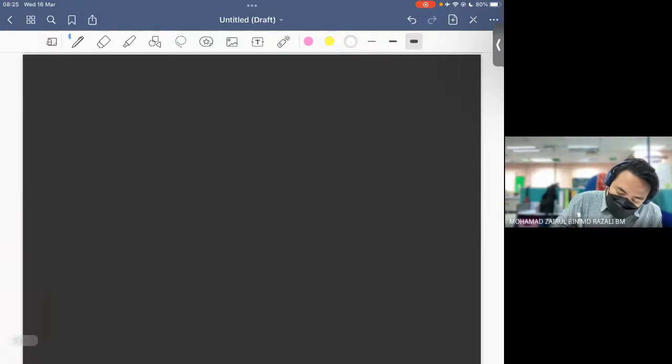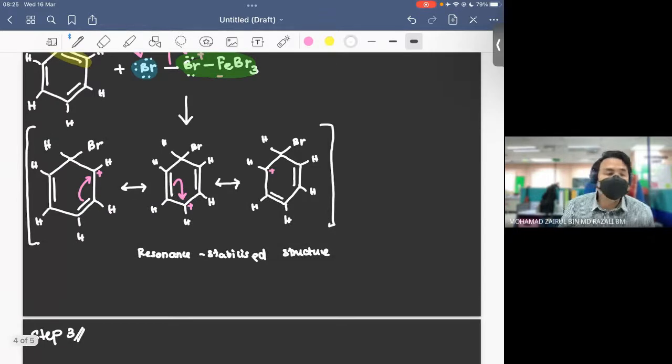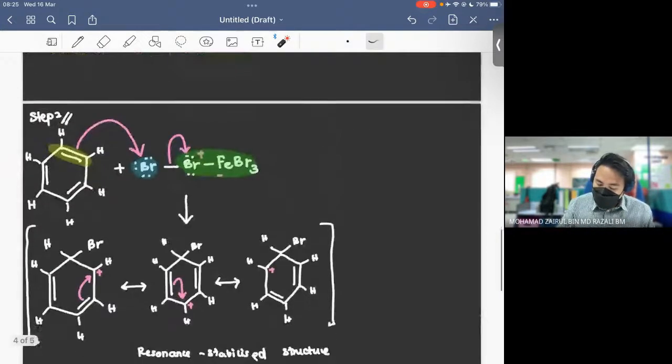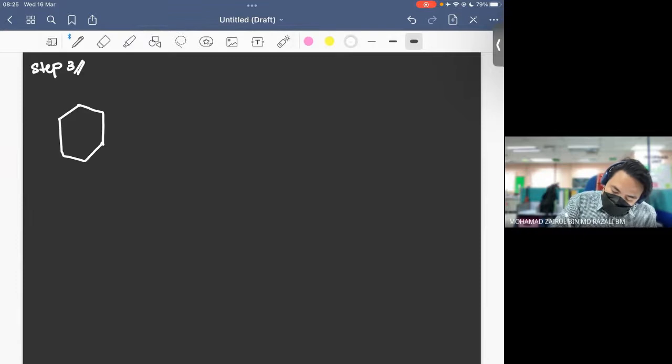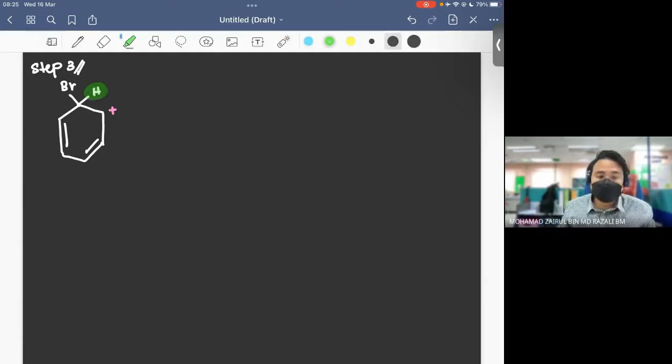So apa yang awak buat untuk step 3 ni adalah you choose one of the resonance structure ni, awak pilih satu. Sebab resonance structure ni, tiga-tiga structure tu betul. Awak pilih satu yang awak nak. Selalunya saya akan ambil yang pertama ni. Okay. So ini bromine, hydrogen. Okay, now. So sekarang ini, kita punya mission adalah kita nak remove hydrogen ni supaya double bond tu boleh reform balik.